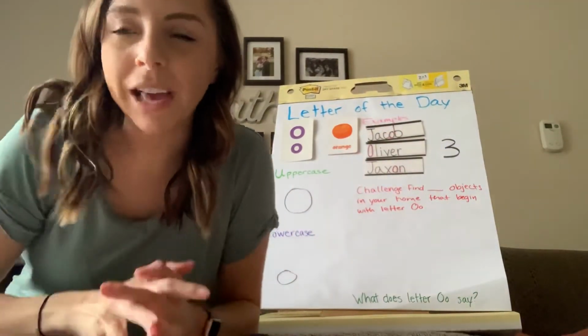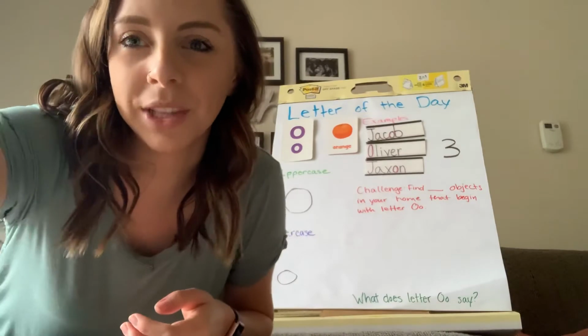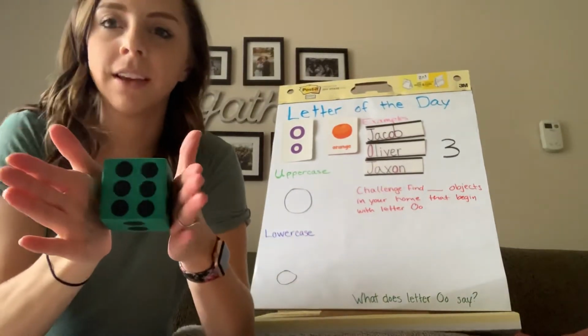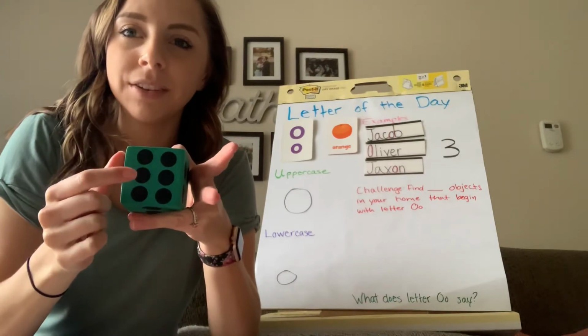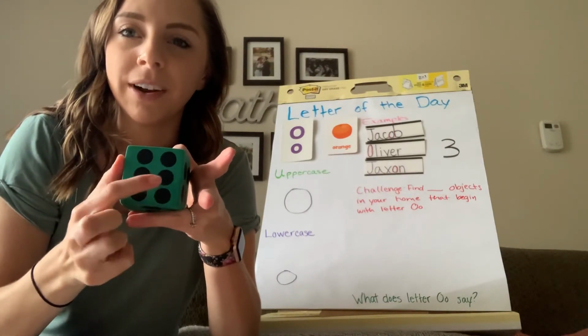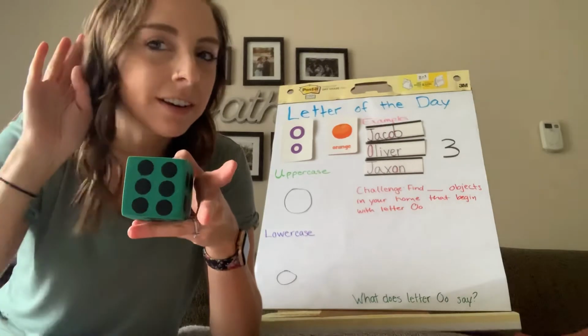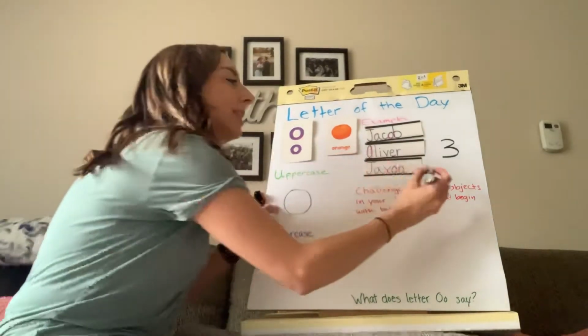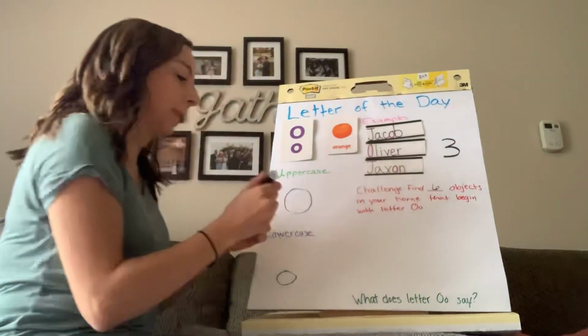Now, let's see how many objects we must find with letter O in their name. Let's count. 1, 2, 3, 4, 5, 6. You're right. That's 6 objects we need to find with letter O in them.